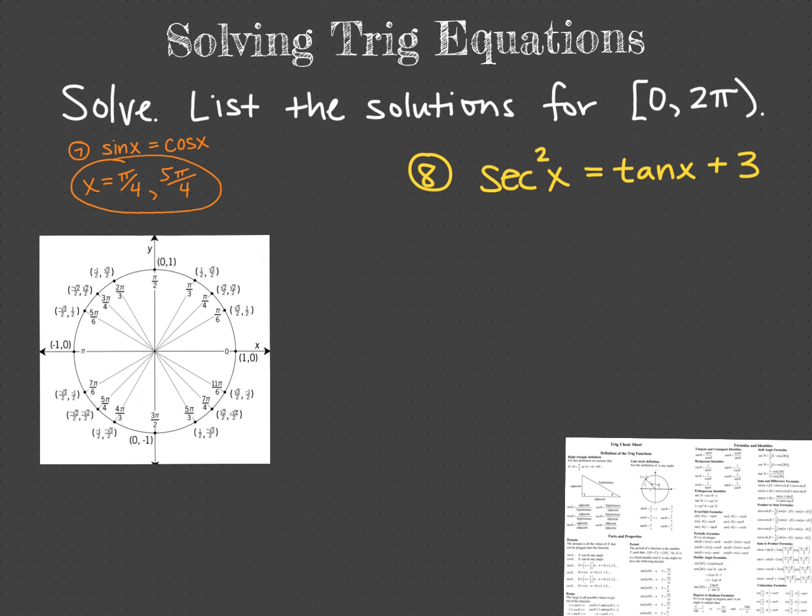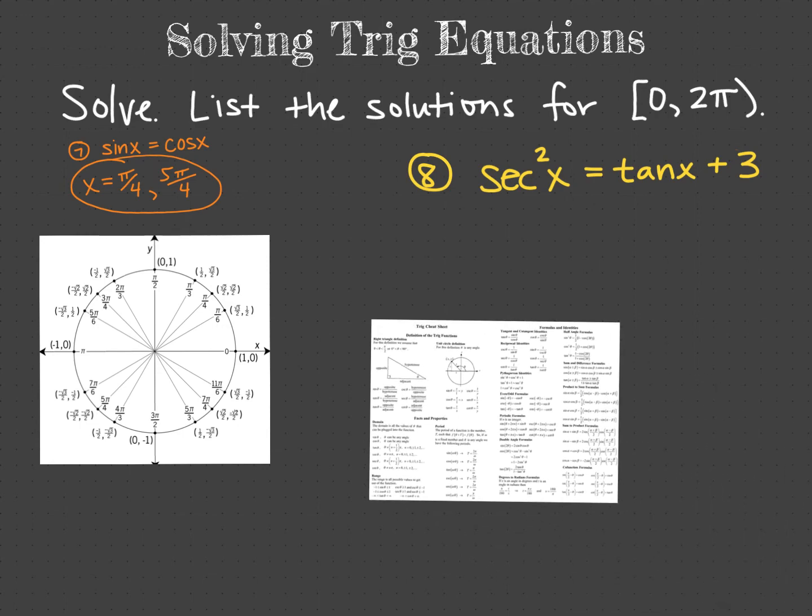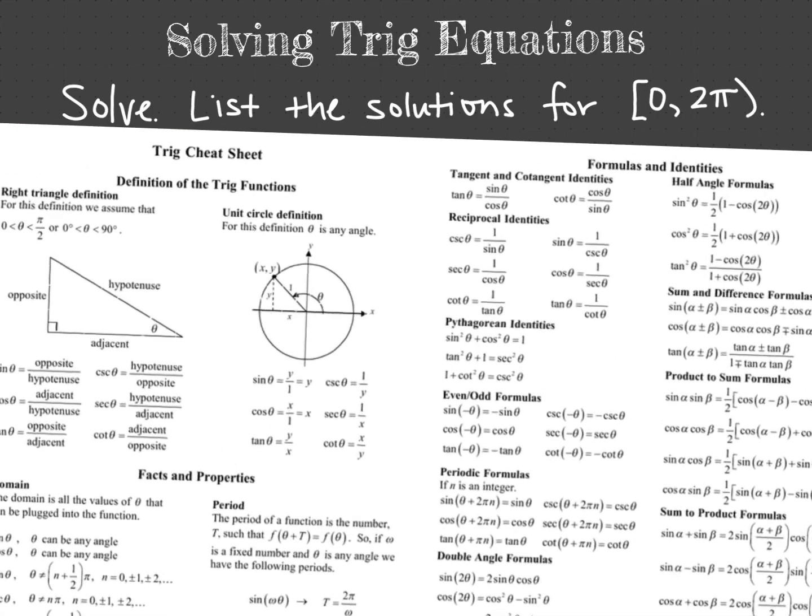We have the secant squared of x equals the tangent of x plus 3. Whoa. We have two different trig functions here, but we do see that we have something squared. Now, when we have something squared, a lot of times you should think Pythagorean identities. Remember, the main Pythagorean identity is sine squared plus cosine squared equals 1. And the other ones are on your trig reference sheet, and they should also be in your notes.